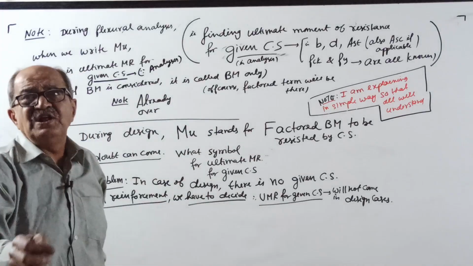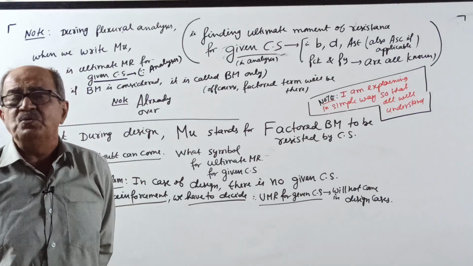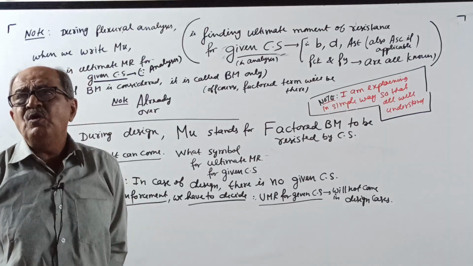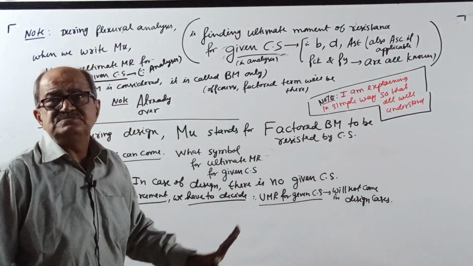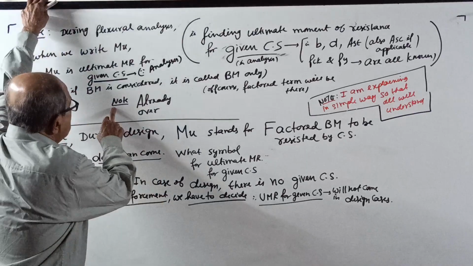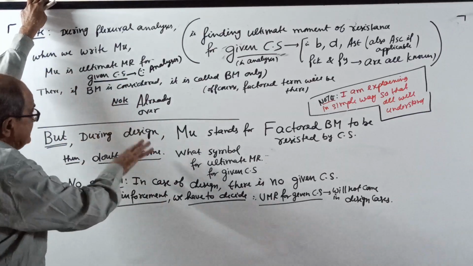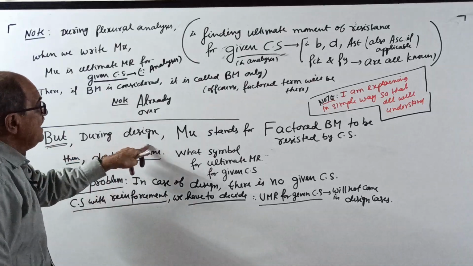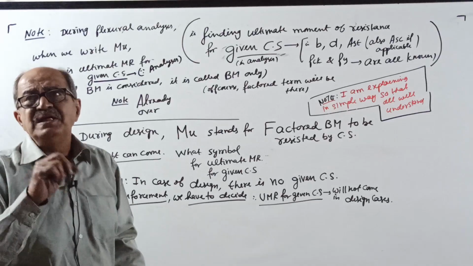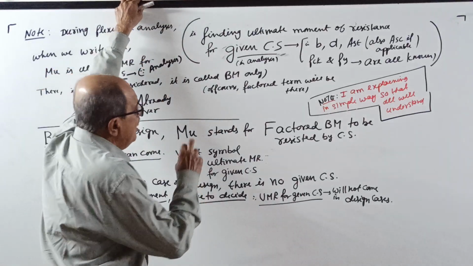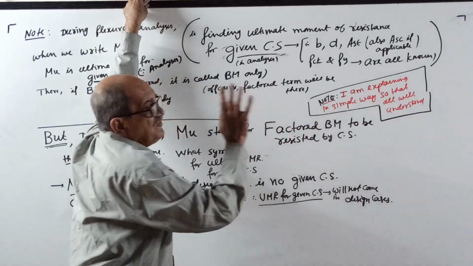See, in some applications I have done this. What I did: ultimate MR, I called MU. Bending moment, I called bending moment only. Of course, the factor term will be there. So, note, that is already over. Remember, once again, I will tell the last time: during design, MU stands not for ultimate MR. MU stands for the factored BM to be resisted by the cross section.